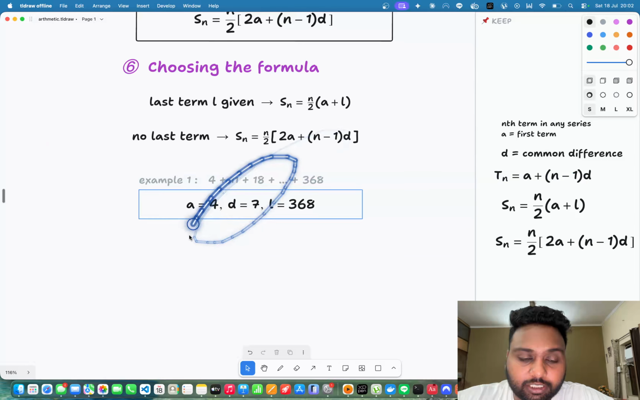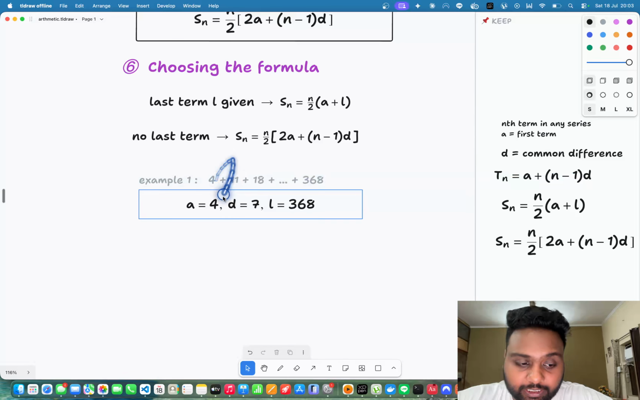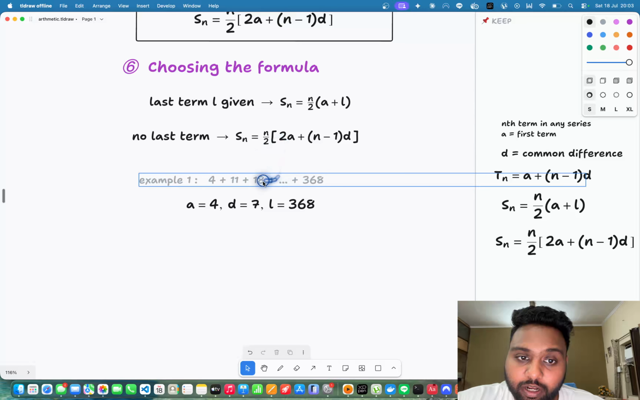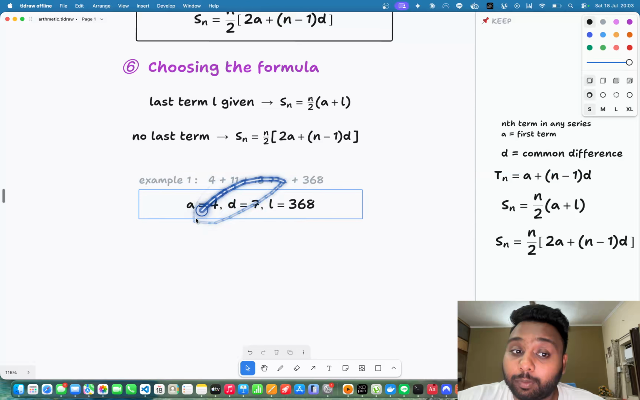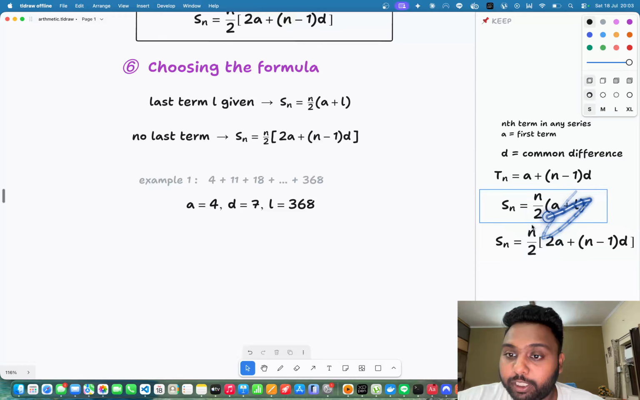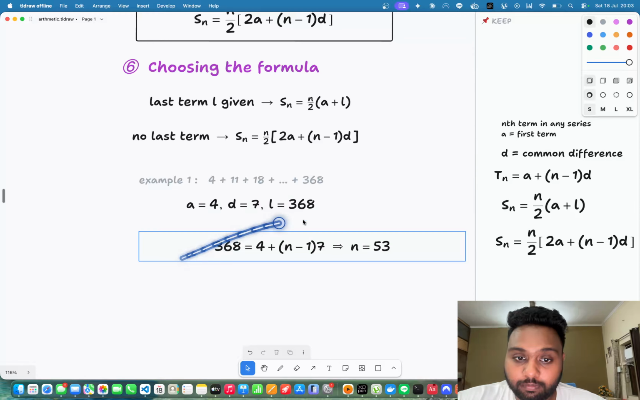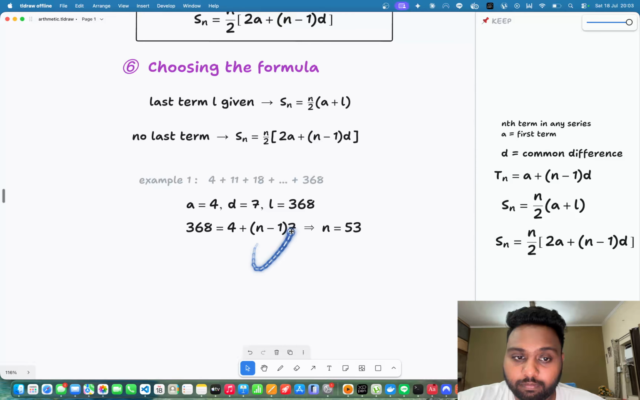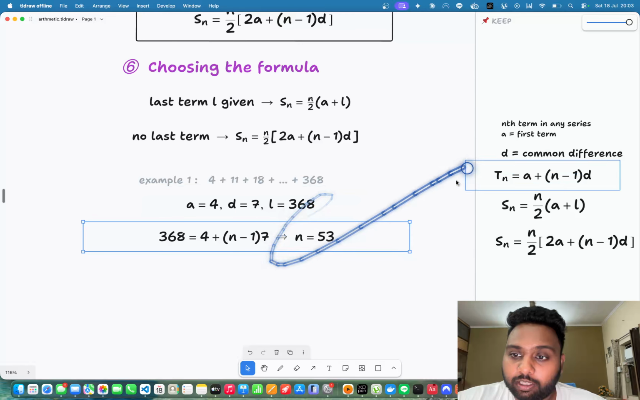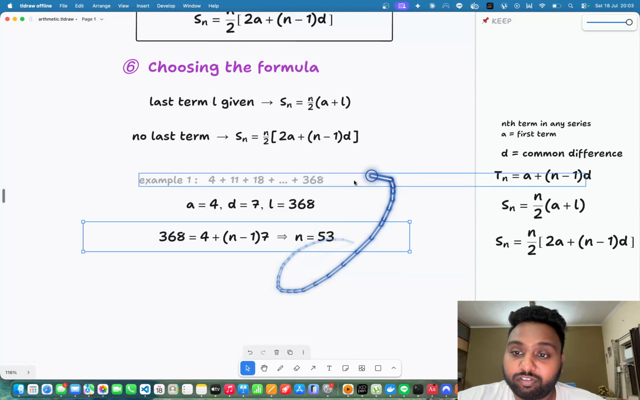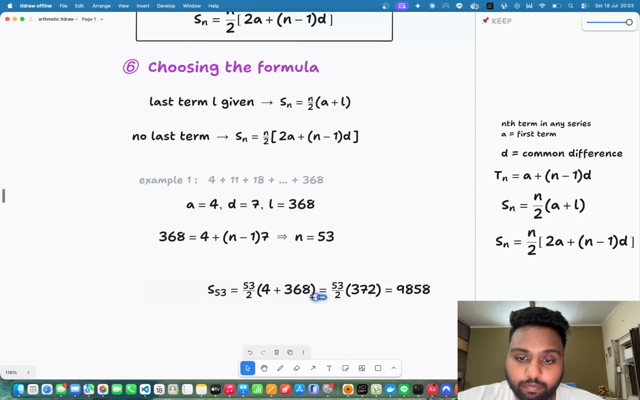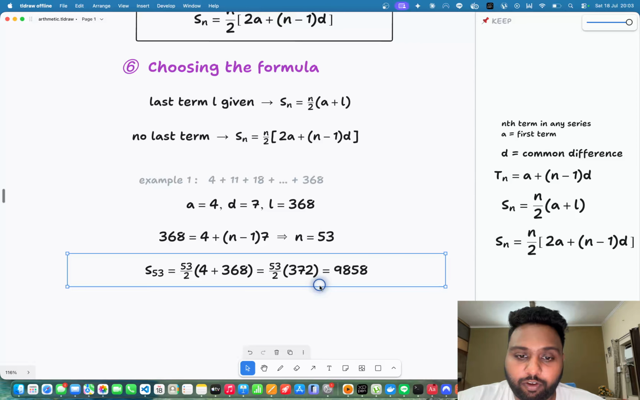For example, we have this. We know the first term is 4. We know the difference is 7 by looking at this. 11 minus 4 is 7. 18 minus 11 is 7. We know this is an arithmetic progression. And we know the last term is 368. So can we substitute it using this formula? You guys can pause and try it out yourself before I show you the answer. Yes, we can. Using this, you need to tell me the number of terms in the series. And we can find out the final sum of this.